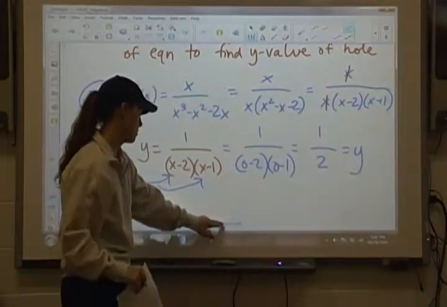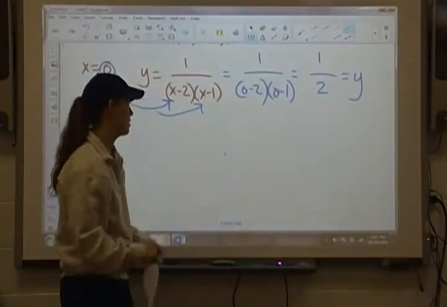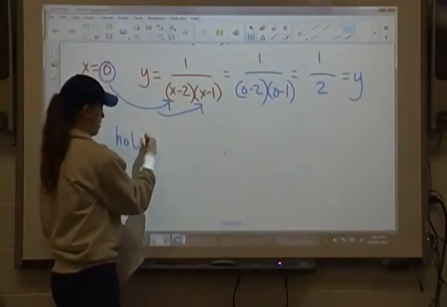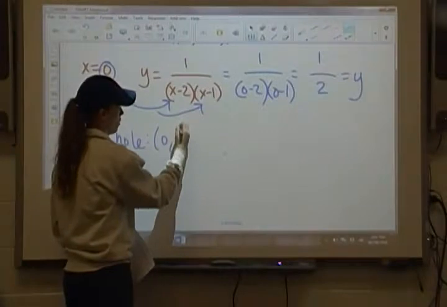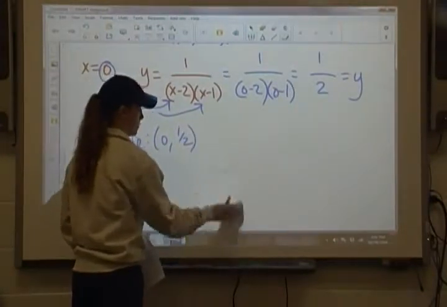So our hole can be written as an ordered pair with 0, -1/2 being that point.